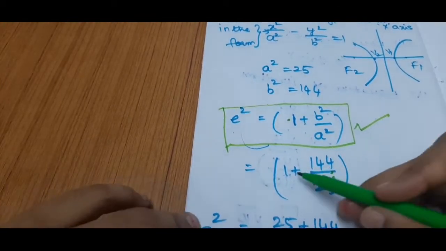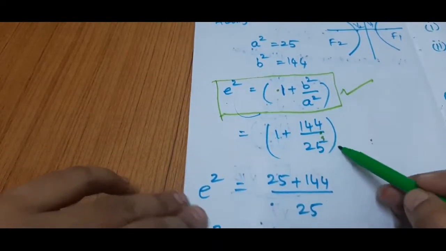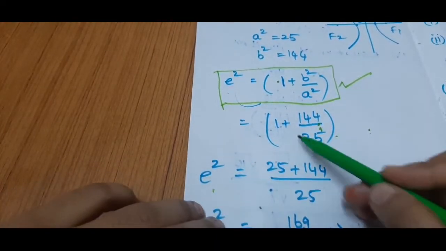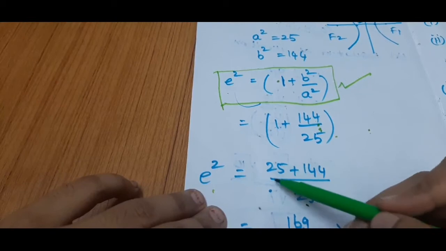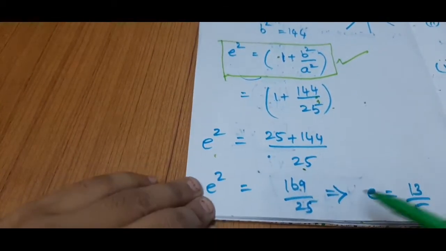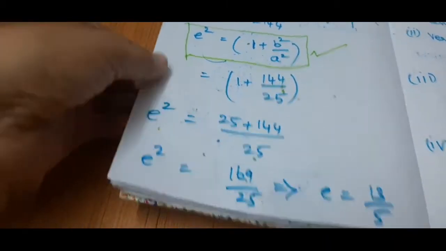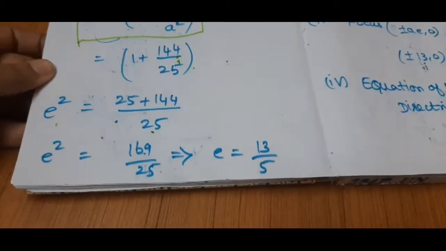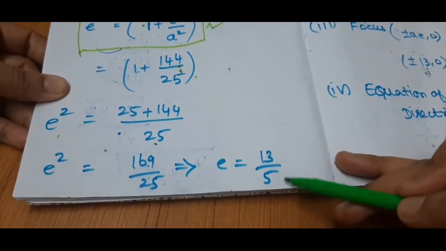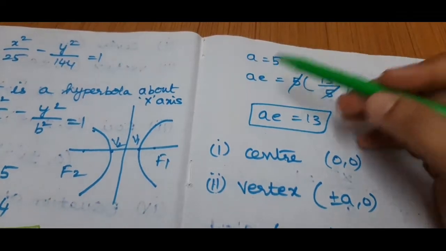Okay, 1 plus b square, which is 144, by a square, which is 25. So e square is equal to, you can take LCM, 25 plus 144, that is 169 by 25. So e is equal to 13 by 5. So a is equal to 5.